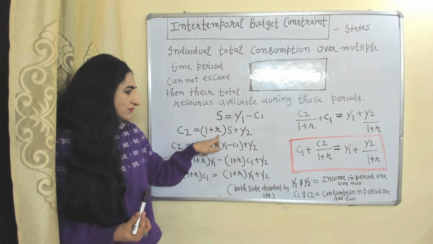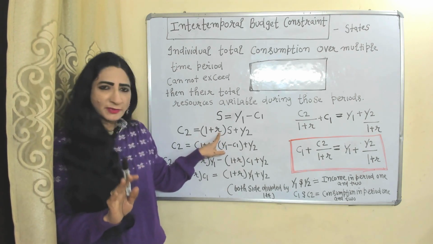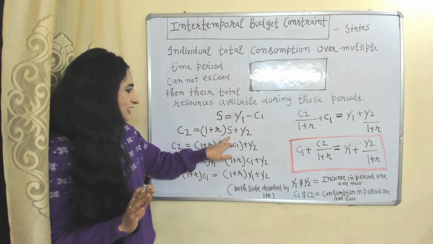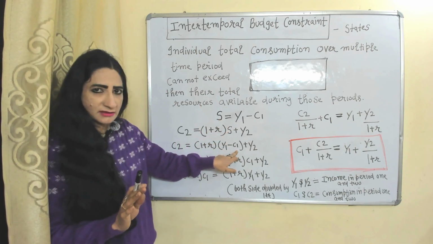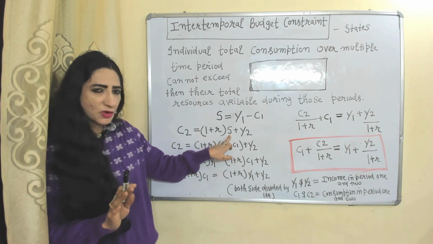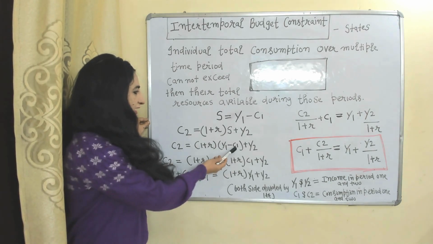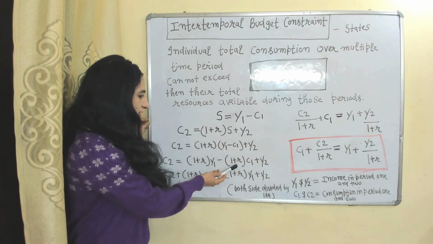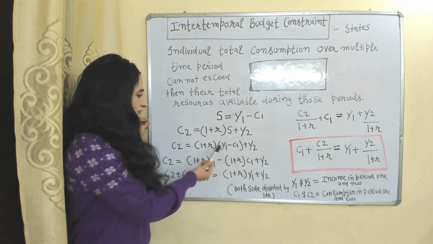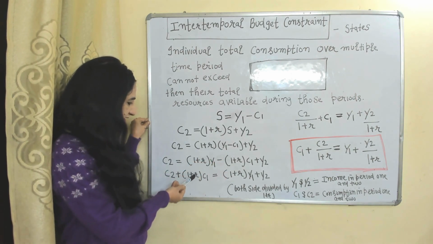Obviously, when you save money, you receive some interest on your saving. So, R represents the interest rate. In place of S, we can write Y1 minus C1. So, here we write Y1 minus C1 in place of S. We multiply Y1 with 1 plus R and C1 also with 1 plus R. After multiplying Y1 minus C1 with 1 plus R, our equation will look like this.